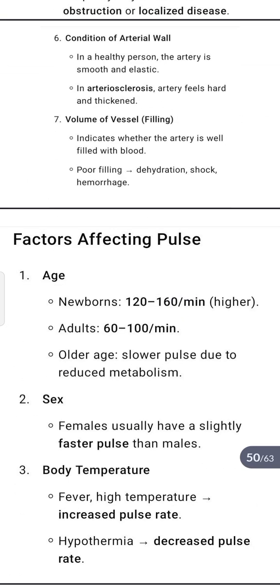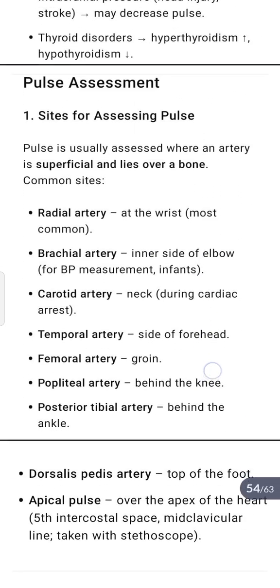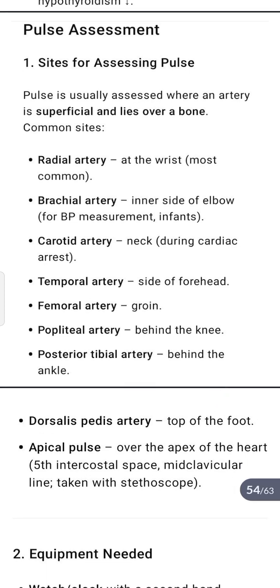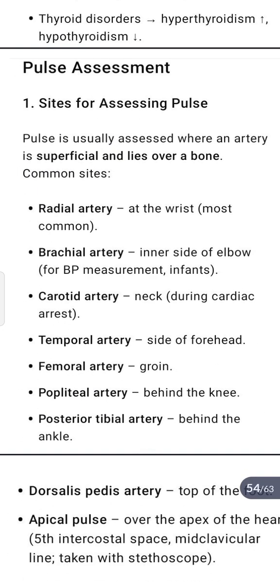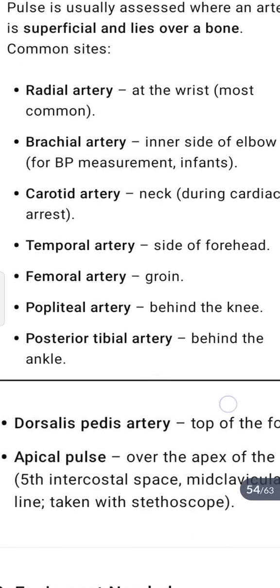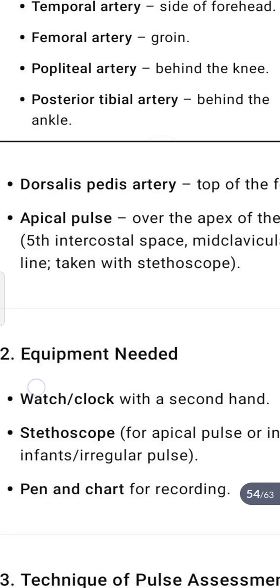Now let's see factors affecting pulse. This we have already discussed. So now let's proceed with pulse assessment. Sites for assessing pulse. Pulse is usually assessed where an artery is superficial and lies over a bone. Where the artery is visible superficially over the bone, from there we take the pulse. So mainly these are the sites: radial artery, brachial artery, carotid artery, temporal artery, femoral artery, popliteal artery, posterior tibial artery, dorsalis pedis artery and apical pulse.